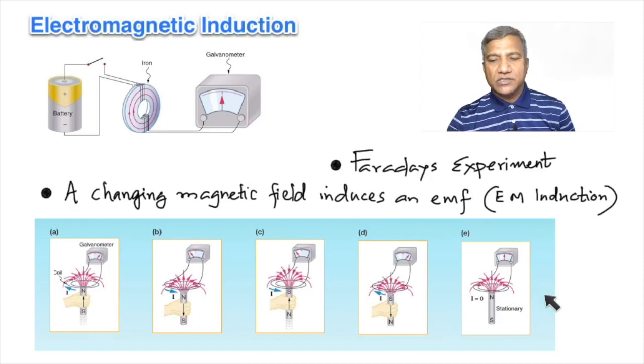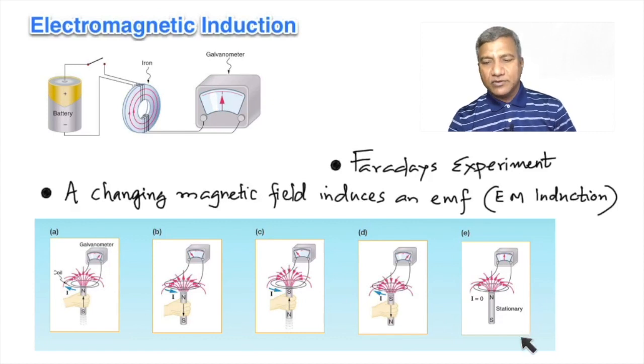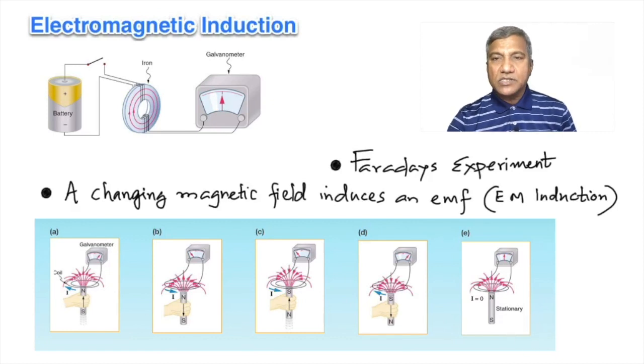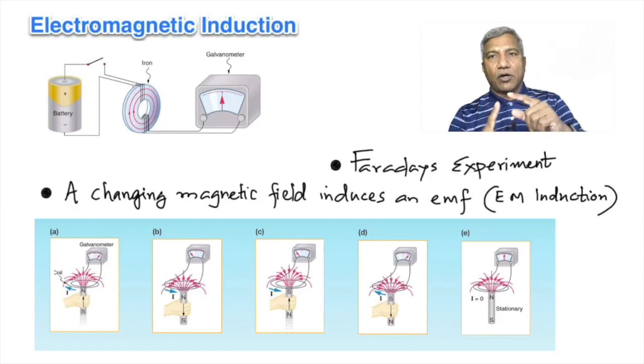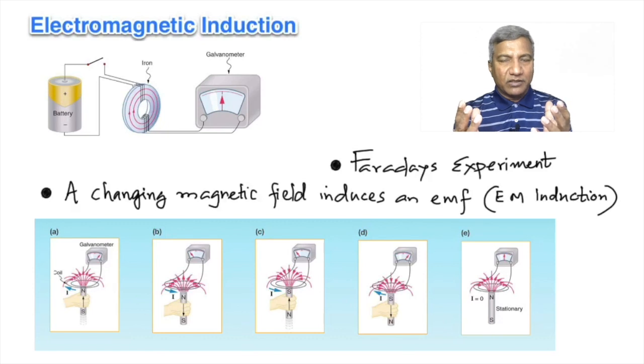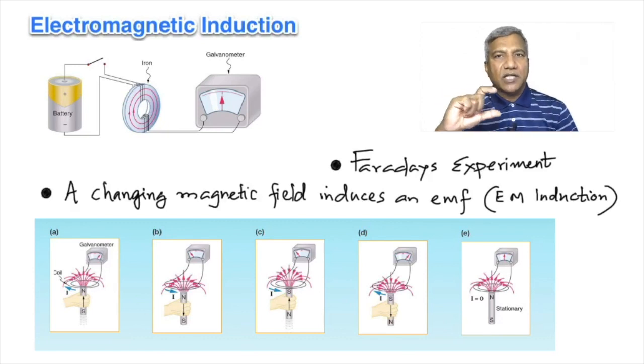But what is interesting to notice is that in the last setup, you have a magnet that is kept stationary inside the coil. So the coil experiences a magnetic field, but if the magnet is not moved, the magnetic field of the coil is not changing.